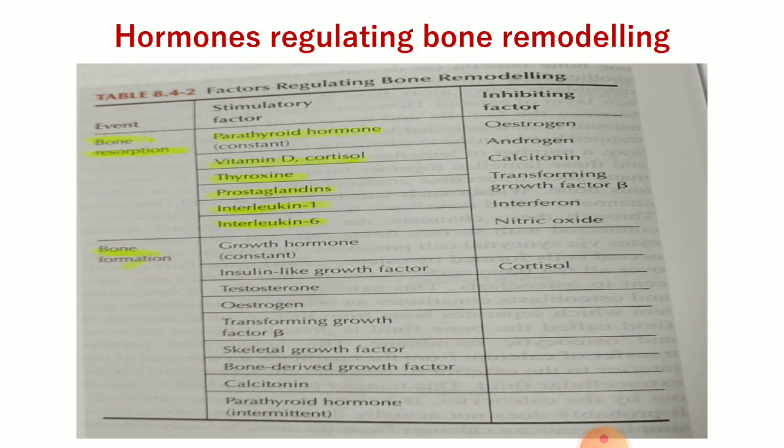So these are the hormonal influences on different processes of bone remodeling, that is bone deposition and bone resorption. So whenever you are to discuss bone remodeling, you must tell about these two processes individually and the hormonal influences over them.